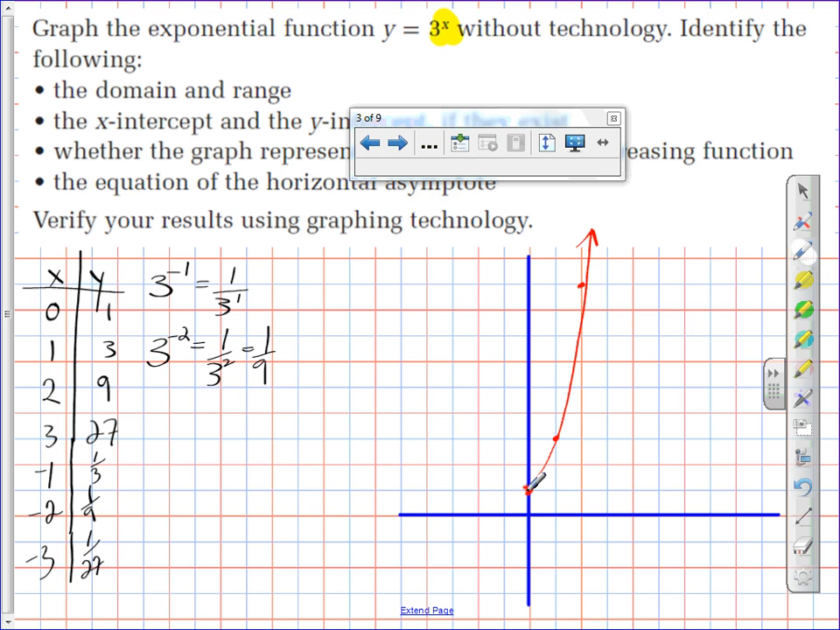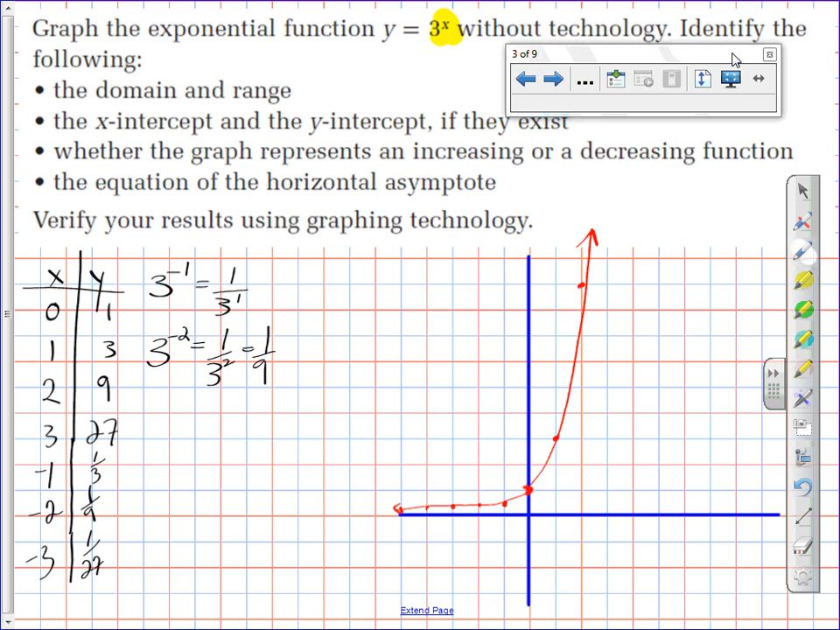If we go in the negative direction, negative 1 and 1/3 would be about there. And then 1/9 is a little smaller. And then 1 over 27. And then 1 over 243. And it'll continue to get smaller and smaller and smaller forever, but it will never quite reach the x-axis. It will get infinitely close as x gets infinitely small.